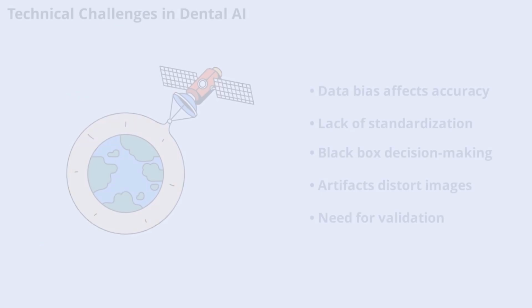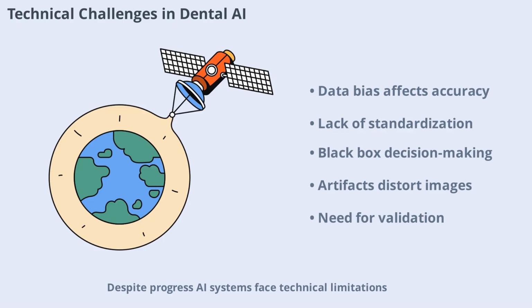communication. Despite progress, AI systems face technical limitations. Data bias and lack of standardization can reduce accuracy across different clinical settings. The black box problem means internal decision-making is often opaque, requiring clinicians to validate AI findings. Metallic restorations and implants can cause image artifacts, distorting results and increasing false positives. Addressing these challenges is essential for reliable, safe AI deployment in dental radiology.